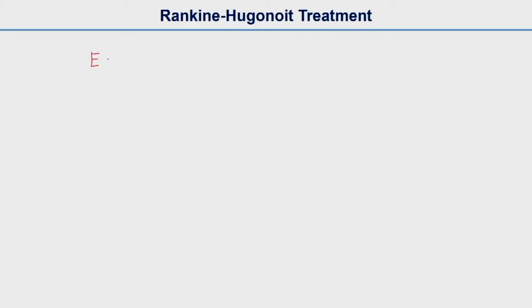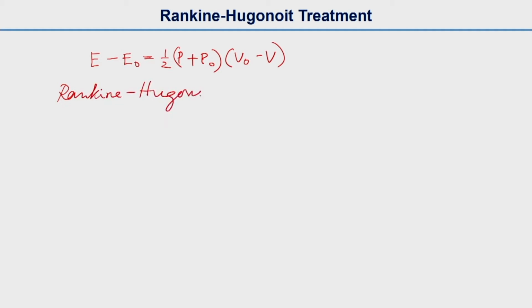So what we discussed in the last class, from the conservation of energy, we had this equation: E minus E naught, that is the internal energy, equals half of P plus P naught multiplied by V naught minus V, where P is the pressure of the initial and final configuration, and V is the volume. So this is the Rankine-Hugoniot equation. This is basically a relation between pressure and density.